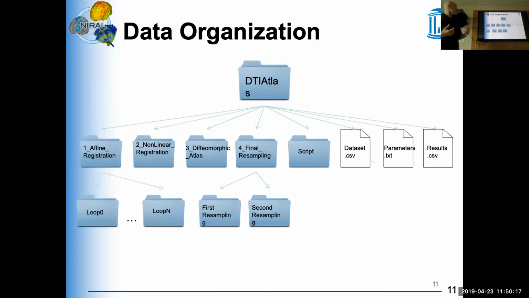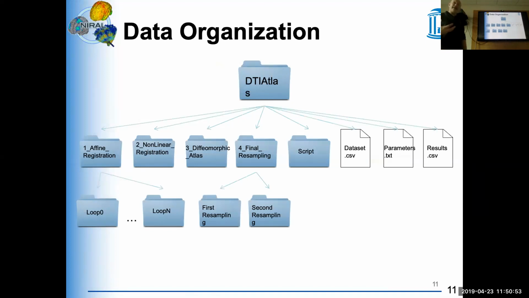The data organization works like this: it creates an output folder called DTI Atlas. In there it has 4 folders, 1 for the output of the affine, 2 and 3 for the output of the unbiased, and 4 for the final resampling. When you're happy with your DTI Atlas, you can actually remove 1, 2, 3, just throw them, and the first resampling as well. The only thing you really need to keep is in the final resampling of the second resampling. That's all you need to keep.